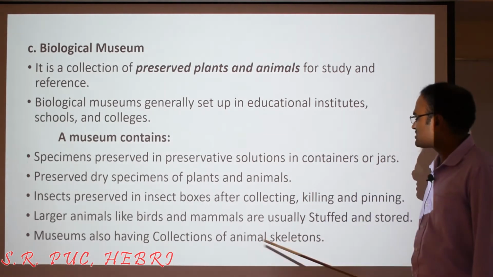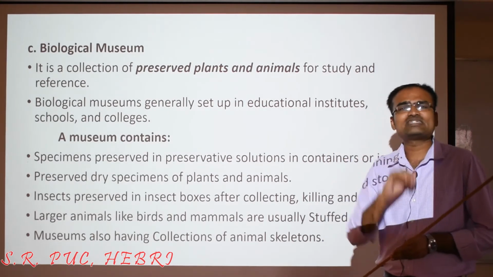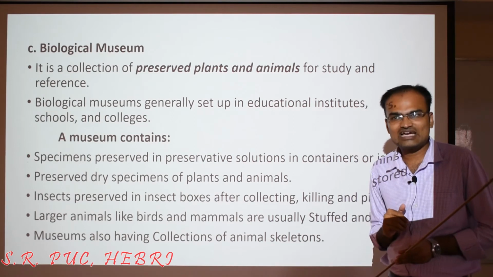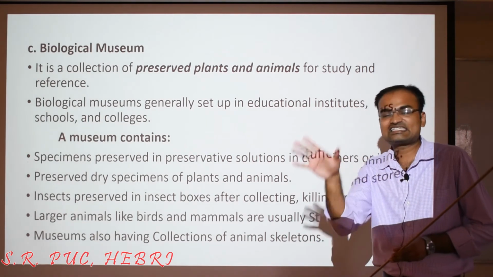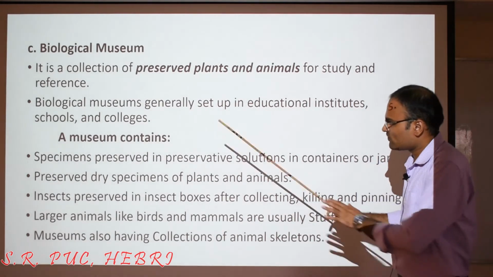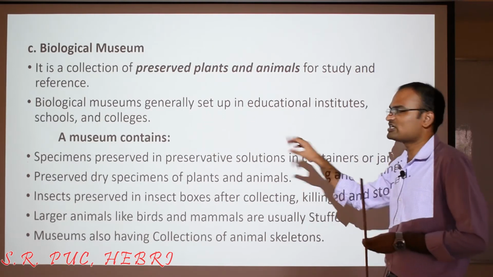Museums also have collections of animal skeletons. So skeletons of animals, the best example being the human skeleton. It is observed in almost all biological museums, so that we can easily study the skeletal structure. So this much information we can get in the museum. Okay, these are the components of any museum.